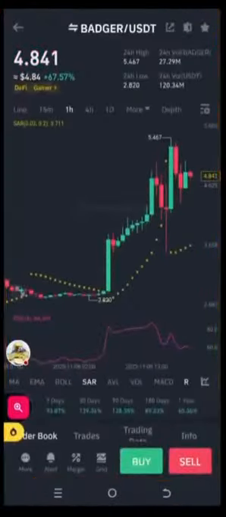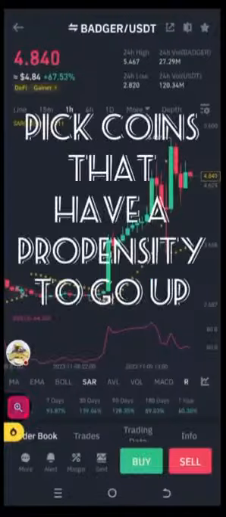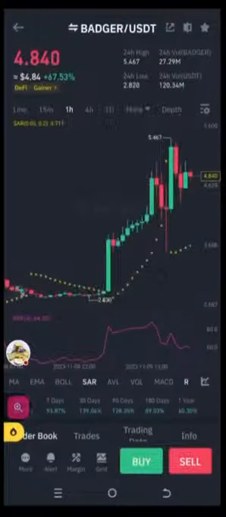Now, what are the things we have to look at? First off, like I always tell you, you have to choose coins that have a propensity to go up, okay? Not just because you're picking a coin that's already on the ground and that it might likely go up. No, that is a probability. We're talking about propensity. Propensity is different from probability, okay? Propensity means that it has a likelihood. It's more in the positive that this will rise up.